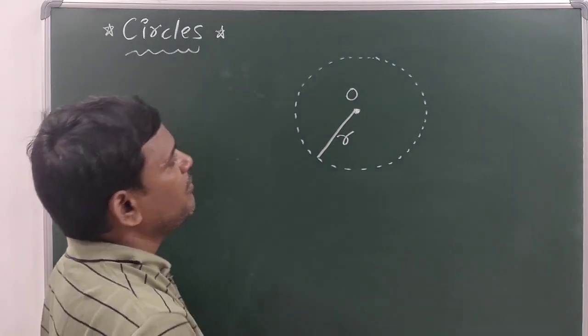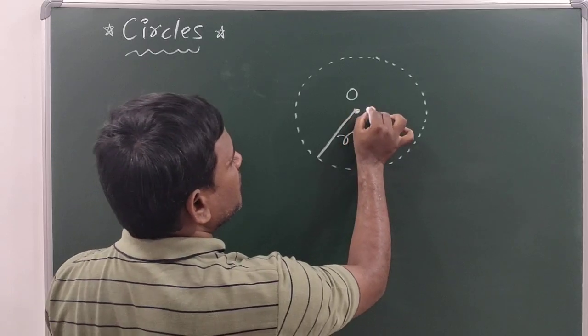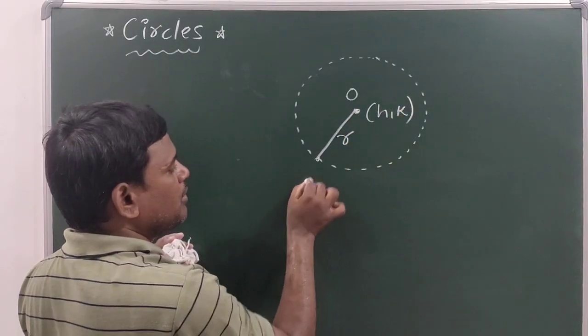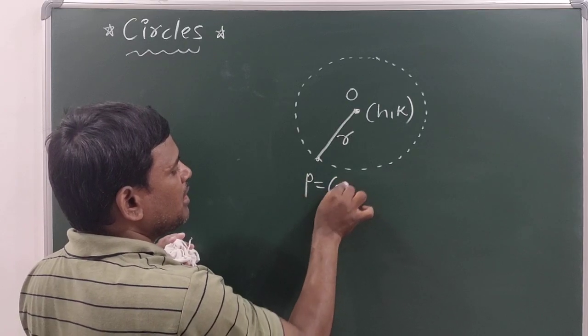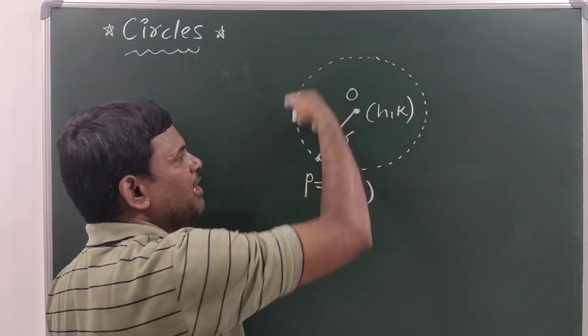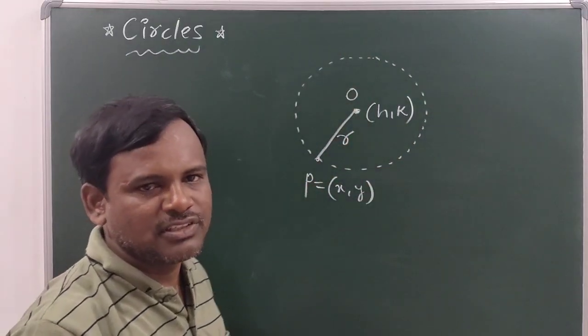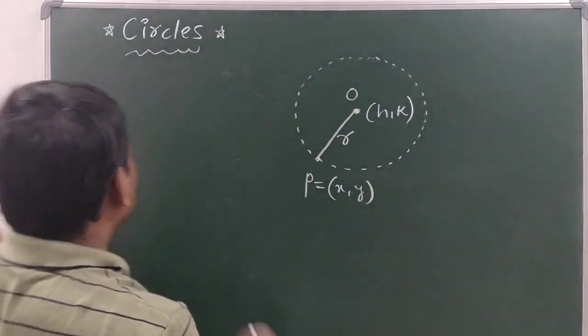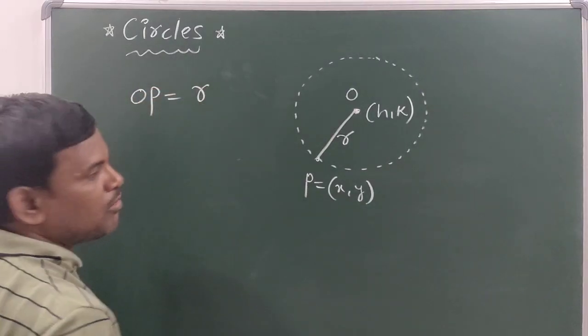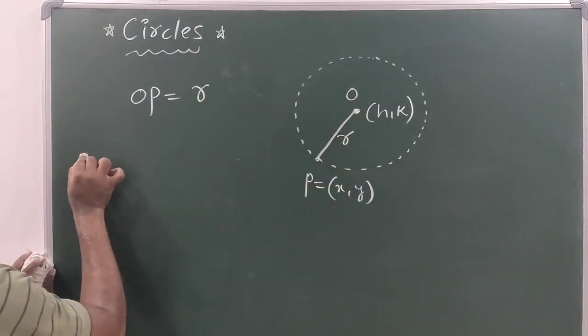Next, let us go to derive the algebraic equation of this circle. So for that, we need to assume the center of the circle as h comma k, and this locus point you have to consider as x comma y, because this is a variable point, locus point. It can be taken anywhere on the circumference of the circle. So as you know, in that figure OP equal to R.